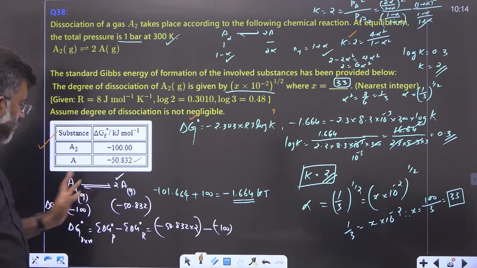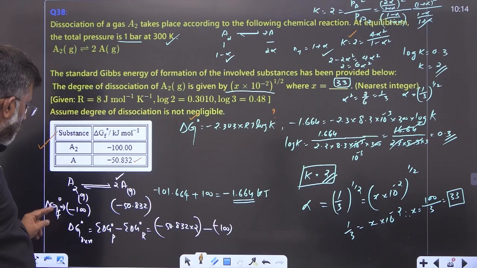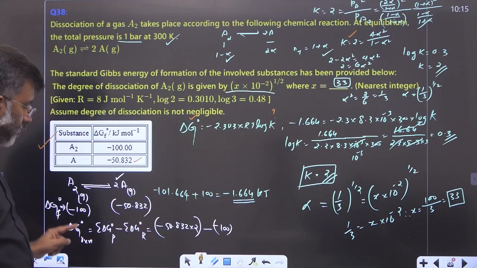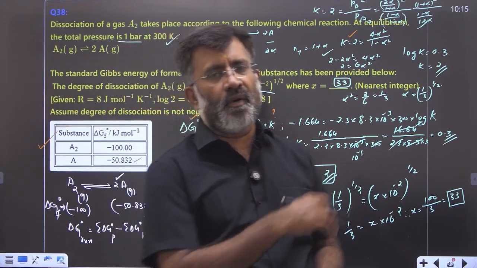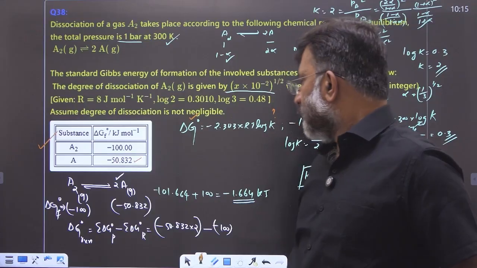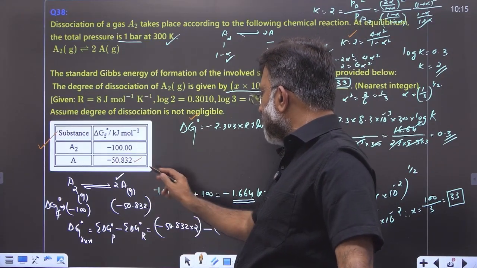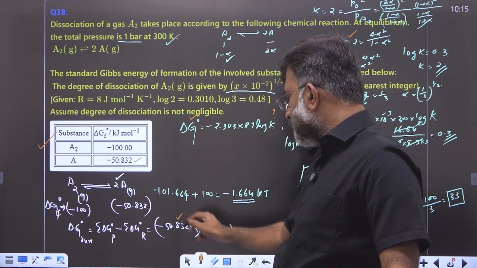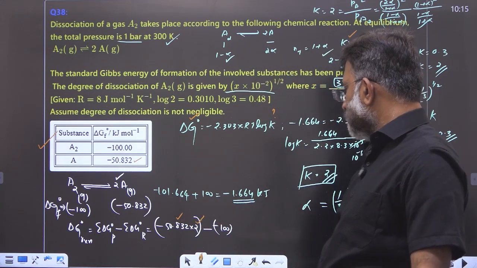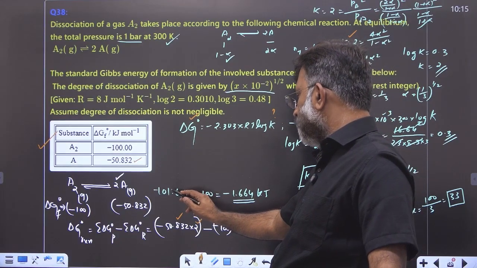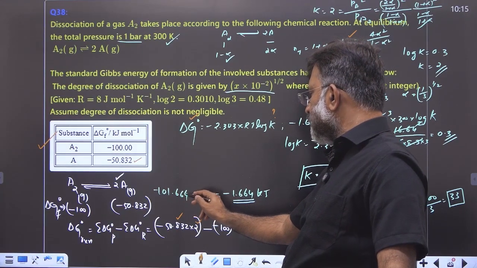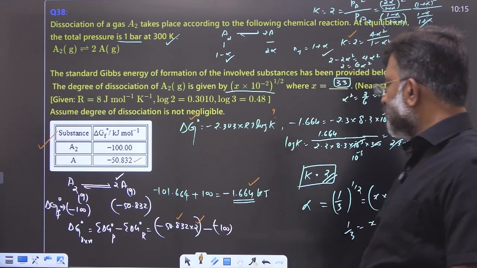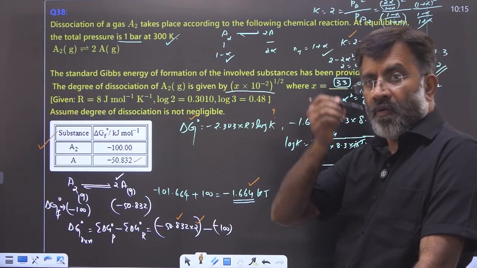Now for the reaction A2 giving 2A, delta G formation of individual substances are given. Therefore, total delta G reaction equal to sum of delta G products minus sum of delta G reactants. We know that. So it will be that of product, 50.832 into 2 minus 100. So that will be, when worked out, minus 101.664 plus minus of minus 100. So you get minus 1.664 kilojoule. That is delta G of reaction.